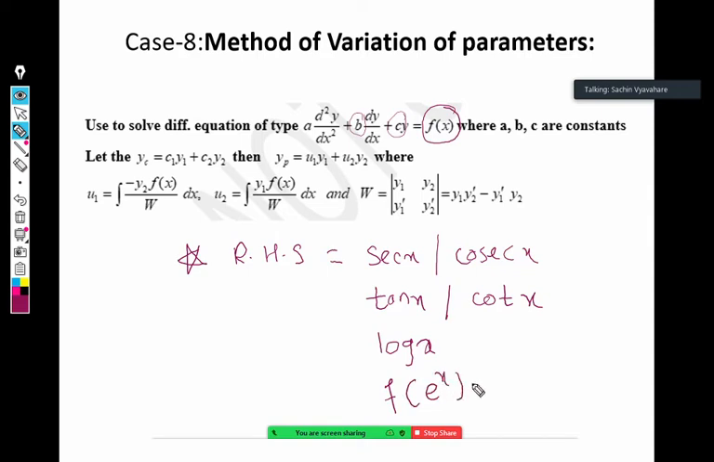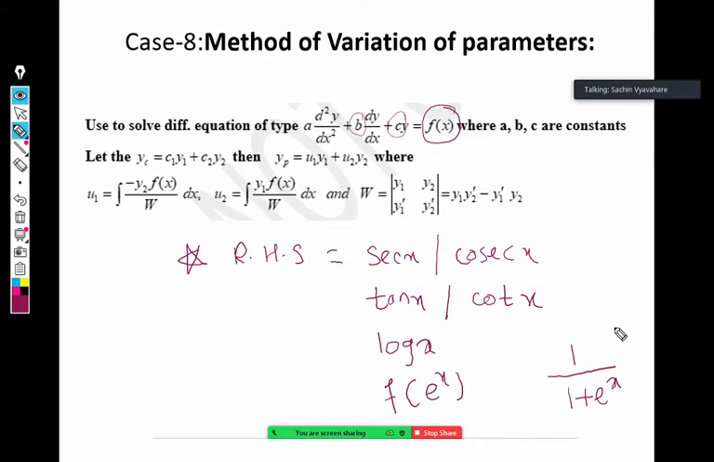Now what is the meaning of a function of e raised to x? One example is 1 upon 1 plus e raised to x. If it is just e raised to ax, we can use our shortcut method, where we replace D by a. But whenever sec x, cosec x, tan x, cot x, log x, or f of e raised to x appears in the RHS, remember we have to use the variation of parameters method.